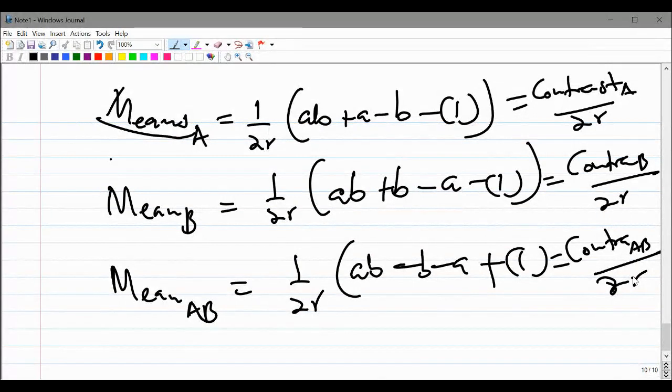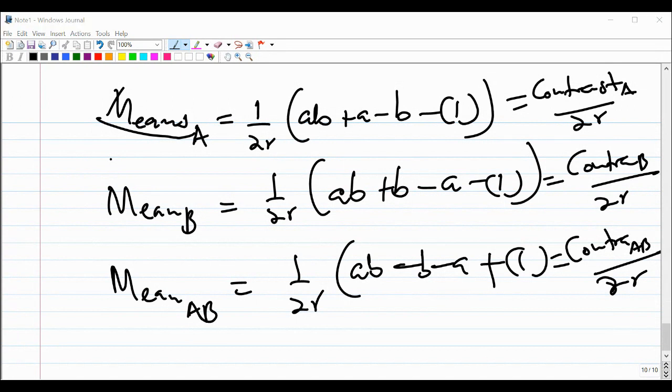Because what is the definition of the mean? The sum of the observations divided by what? But the 2 there is important because it's taking care of what? Of the levels. We're talking about 2 levels. So these are the formulas that can be used to find the means.